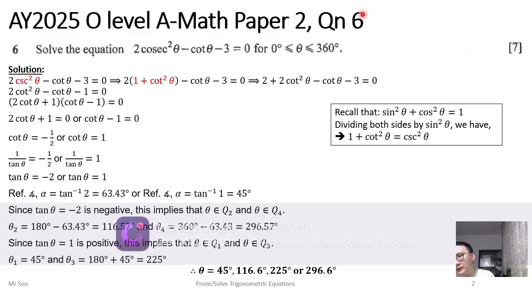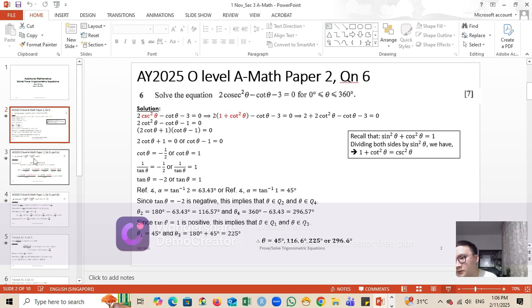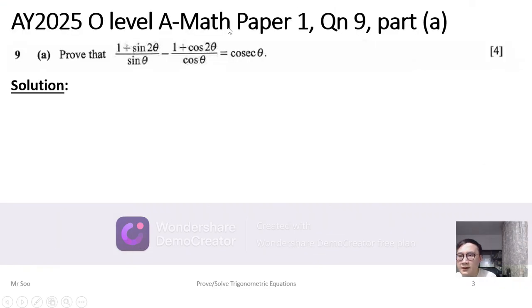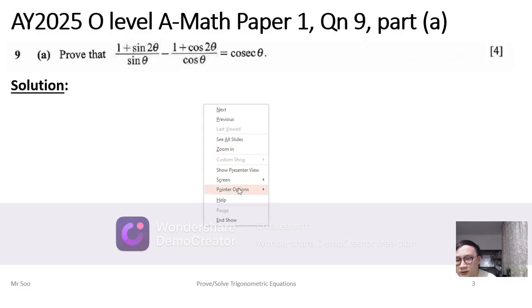Okay, next one will be the proving question. Part A is the proving question followed by a solving question. So for part A, question 9 paper 1, this is 2025 O-level A-Math paper 1 question 9 part A. On the left hand side you have 1 plus sine 2 theta divided by sine theta minus 1 plus cosine 2 theta divided by cosine theta equals cosecant theta.